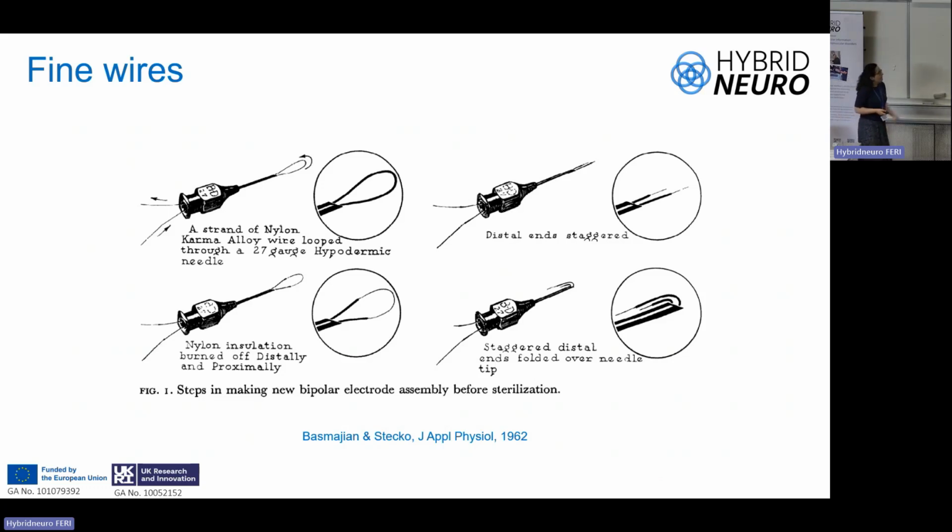Now, different from the concentric needle, in this case, the needle is just an introducer. So you use the needle to insert the wire into the muscle. Then you remove the needle, the wire stays within the muscle and records the activity.